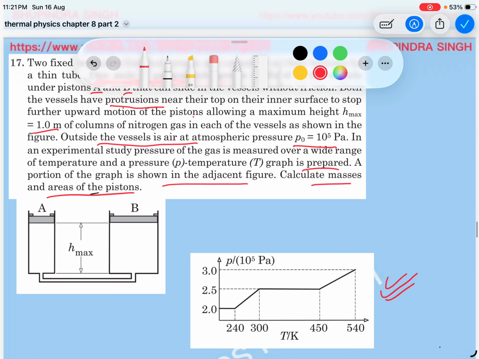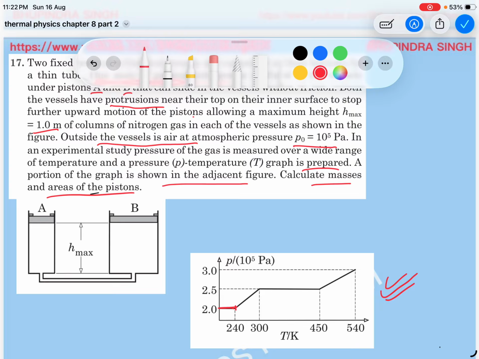So on the basis of this graph, we need to tell what are the mass and area of both the pistons, right? Now my dear students, you see this graph here, till 240 Kelvin pressure is constant, right? So how can pressure in a container be constant? Only if a piston is moving freely, right? Piston is moving freely, outside pressure is atmospheric pressure and inside pressure is also atmospheric pressure, then only I can say pressure is constant, right?